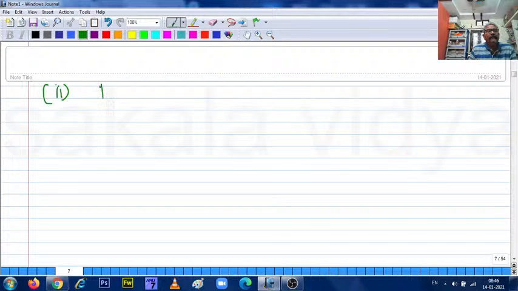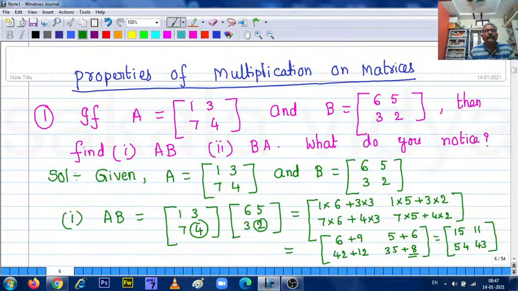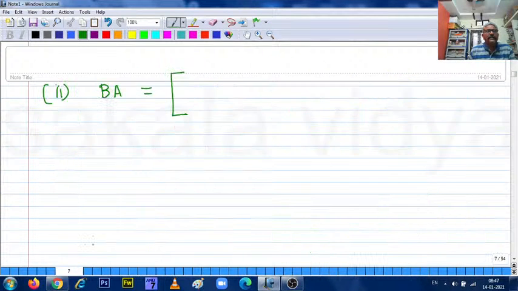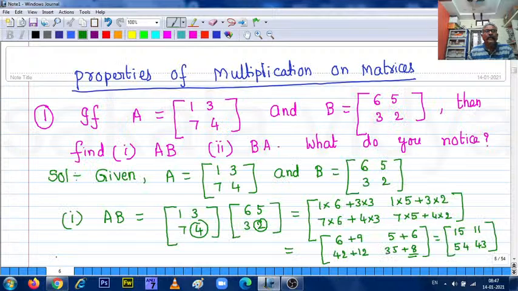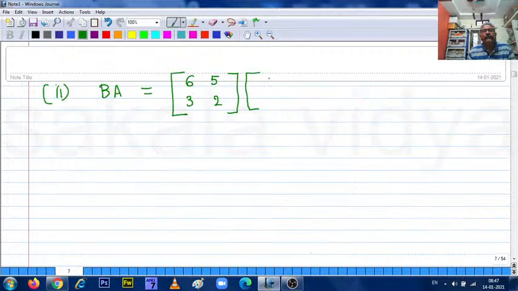Second one is BA. So now the B matrix. What is the B matrix here? We have 6, 5, 3, 2. So multiplied with the A. What is A? 1374. Okay, let us find out now.